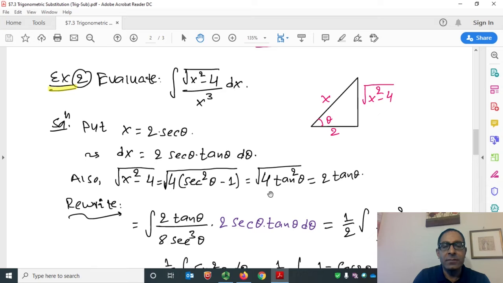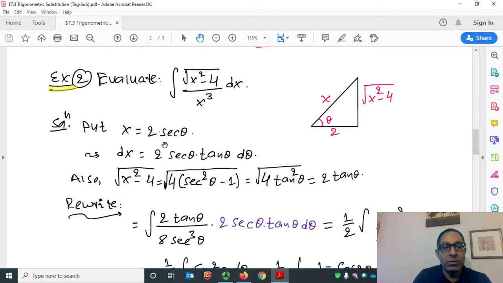In the next step, radical as it is, 4 as it is, we know secant square theta minus 1 is tan square theta. And let's pull everything out of the radical. So 4 out of the radical is 2. Tan square theta outside the radical is simply tan theta. So we have 2 tan theta on my numerator. Awesome.